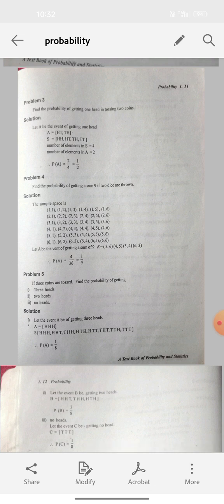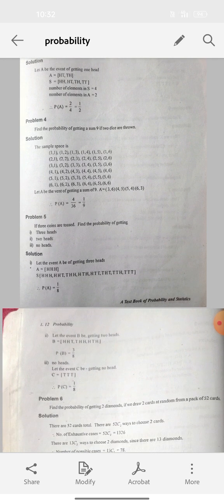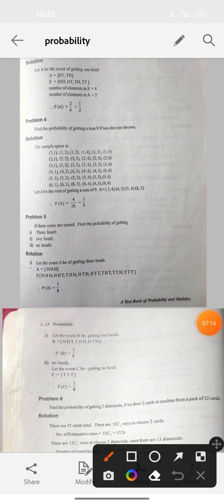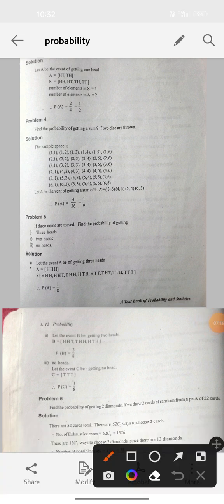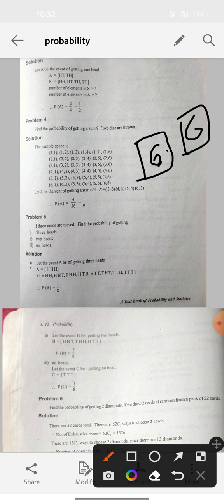Now coming to the fourth problem. Find the probability of getting a sum of 9 if two dice are thrown. Imagine two dice. One die has 6 faces, right? And the other die has another 6 faces. Now, the sum has to be 9, that is, adding the score of one die and the score of the second die has to come to 9.